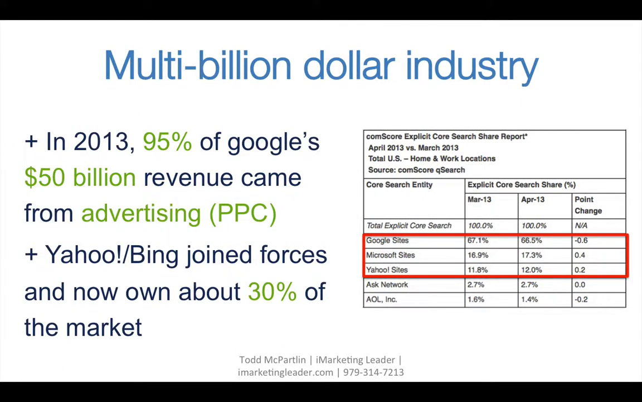So let's talk a little bit about PPC. In 2013, 95% of Google's revenue, $50 billion, came from advertising. They are an advertising company. Through search, you might hear about all their social media through Google Plus and YouTube, but their main revenue source, 95% of it, is from advertising. And companies like us, small businesses and large businesses, pay that advertising to be in front of more people. And then Yahoo and Bing, they join forces, own about 30% or so, depending, again, on who you ask and where that is.